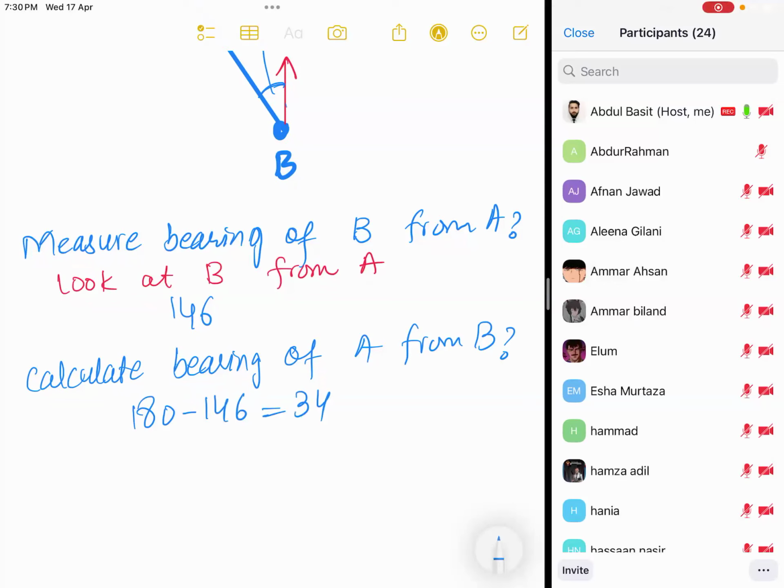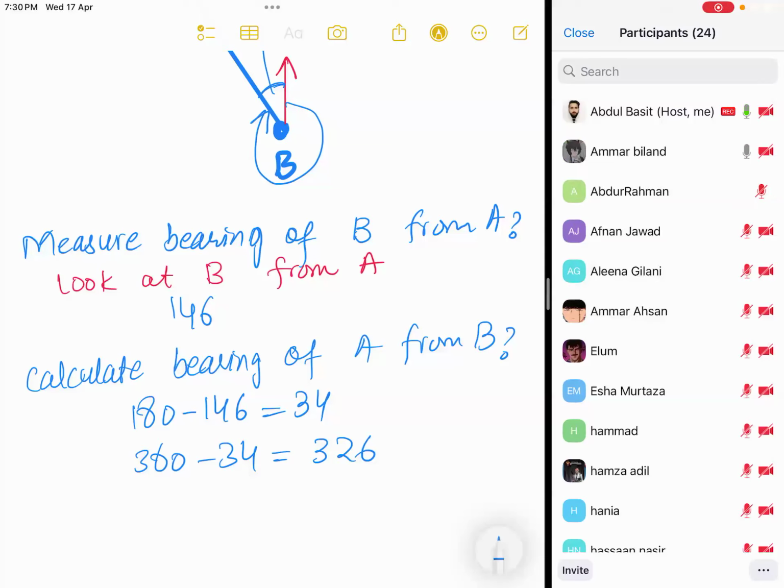And then this is the angle. समझ आया? 360 minus 34. तो ये कितना आएगा बेटा? 326. Is this 326 or not? Yes, sir. All right. Thank you so much.